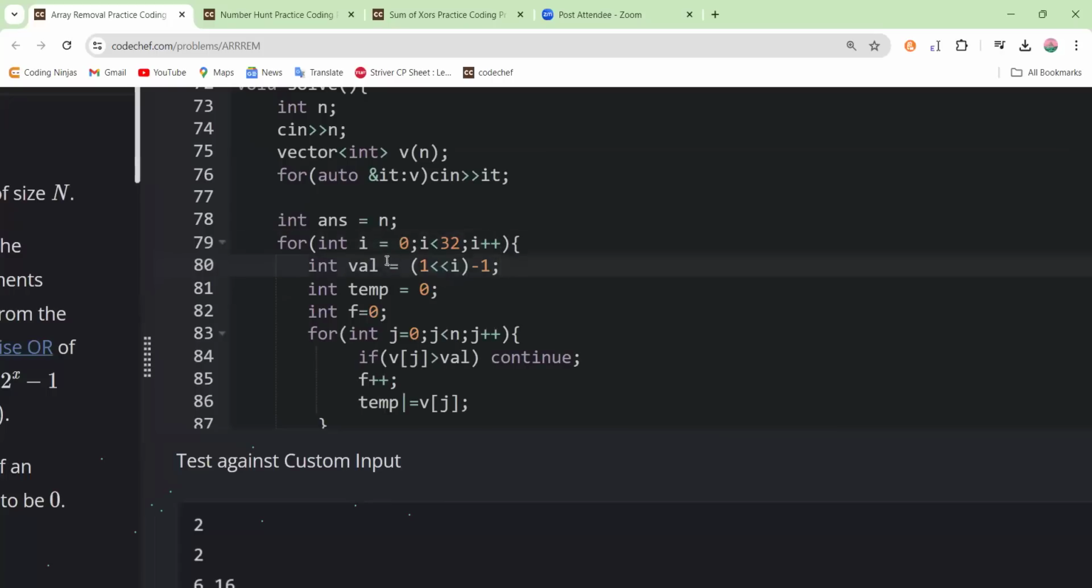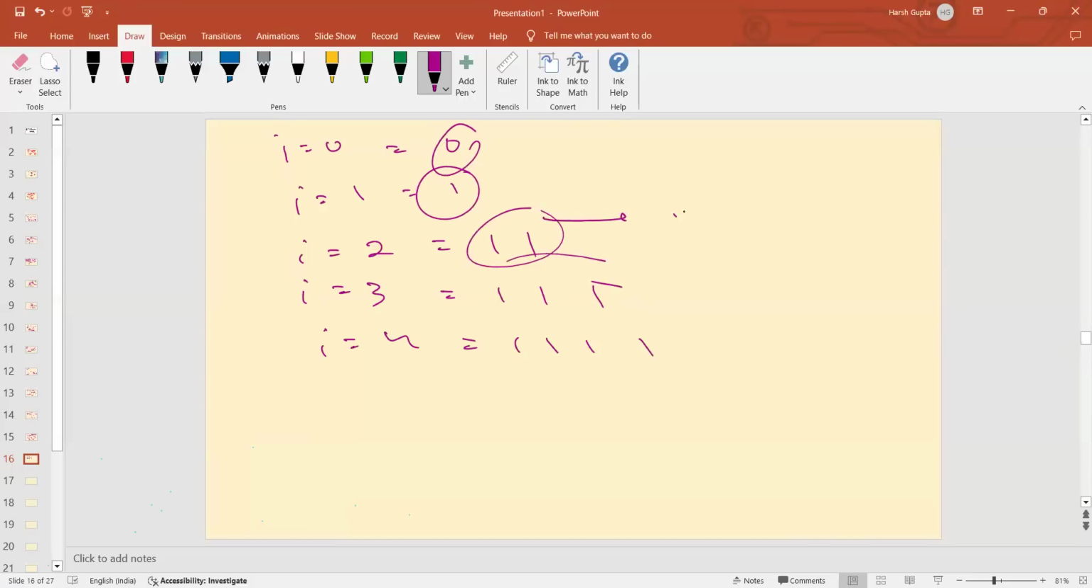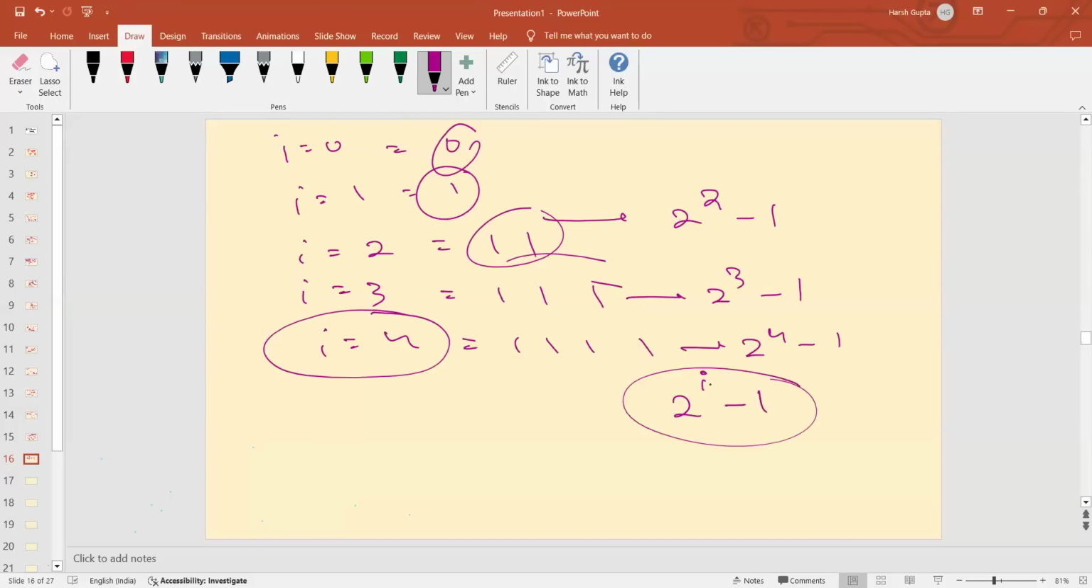For any i, what is the value that we are looking for? 1 left shift i, minus 1, isn't it? Like for i equals 0, you will look for 0. For i equals 1, you will look for 1. For i equals 2, 3, 4, you will look for something like this. So we are doing all the possible combinations. This is actually 2 power 2 minus 1, 2 power 3 minus 1, 2 power 4 minus 1. So for any i, the value that we are looking for is 2 power i minus 1. So yeah, this is the val.